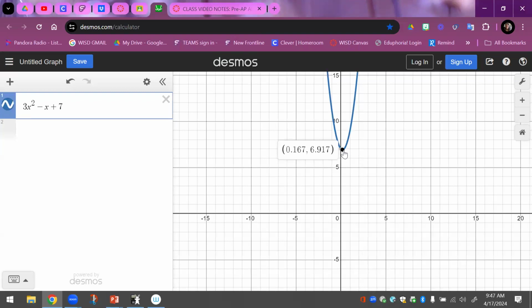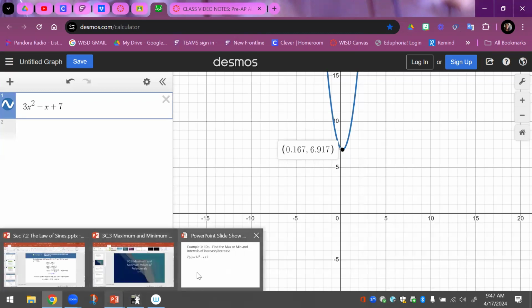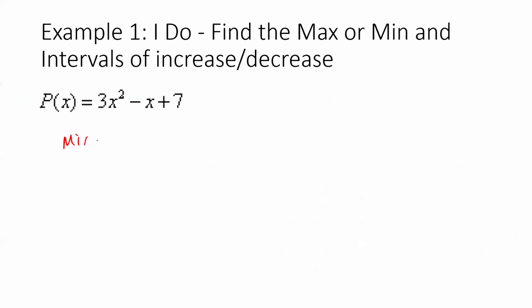Cool. All right, are there any questions about either way we just did it? Pick your poison. All right, so because I wasn't going to write decimals down, there was no point. All right, where was my minimum point at? 1.167, comma. I wrote a 6.